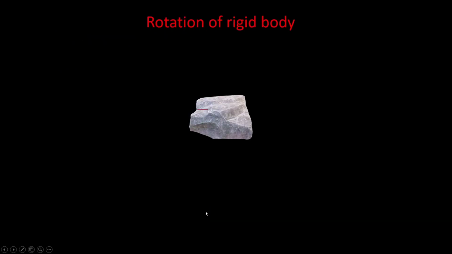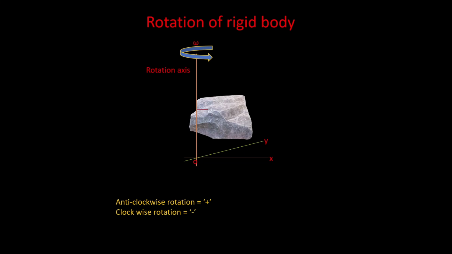Now we consider the rotation of this body. We first take the rotation axis. There we place this stone in the xy plane and it rotates about this axis with angular velocity omega. We take 2 point masses m1 and m2. The mass m2 is at distance r2 from the rotation axis and m1 is r1 apart from the rotation axis.